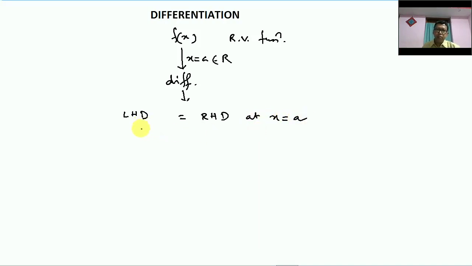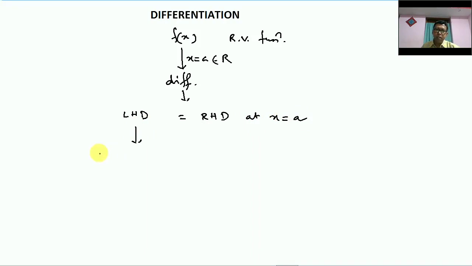is differentiable at a point, say x is equal to a, where a belongs to the set of real numbers. It is differentiable when you find that its LHD is equal to RHD. LHD is equal to RHD means left hand derivative is equal to right hand derivative at the given point x is equal to a. Now what is LHD?